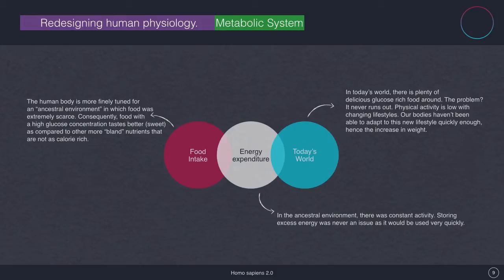Going back to evolution for a second, the reason our bodies like to store extra energy as fat is that in the ancestral environment, which was Africa for the longest period of time, we were hunters and gatherers, so there was generally a scarcity of food.